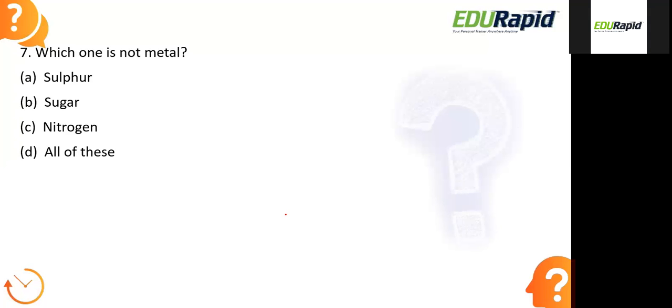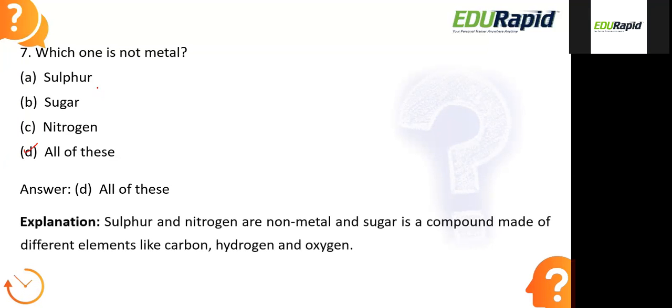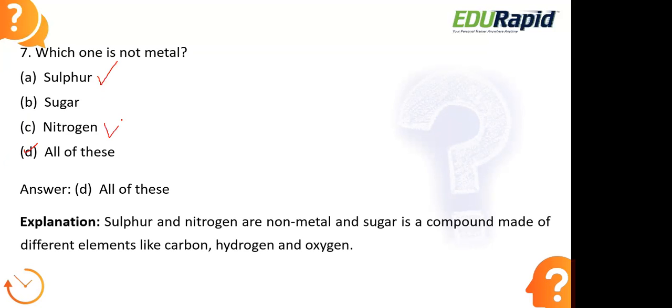Okay, let us look at the answer now. So here the right option is option D, all of these. Because when we look at sulfur and nitrogen, definitely these are non-metals that we know, right? Sulfur, nitrogen, oxygen, carbon. So all of these are non-metals. But this sugar, where do we classify it? Whether it is a metal or non-metal?